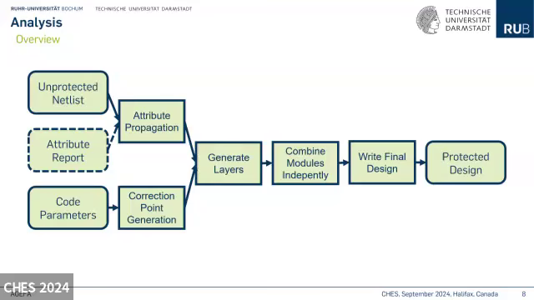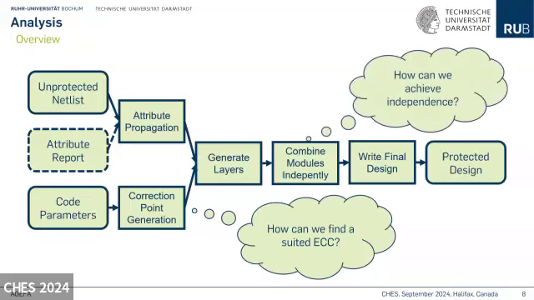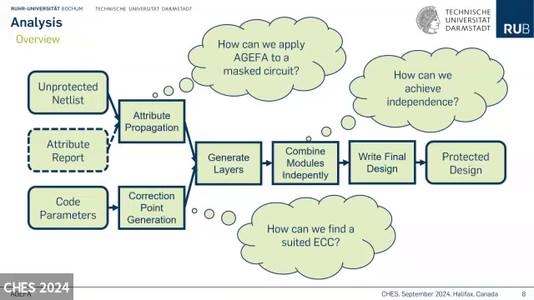So basically, we wrote a tool which does this transformation, which is called AGEFA. And this is the basic workflow this tool does. Unfortunately, it's too much for this talk, so we can only discuss some properties, and I want to answer 3 questions here. The first one is, how can we find an error-correcting code? How can we achieve the independence property? And what happens if we consider masked circuits as an input of our tool?